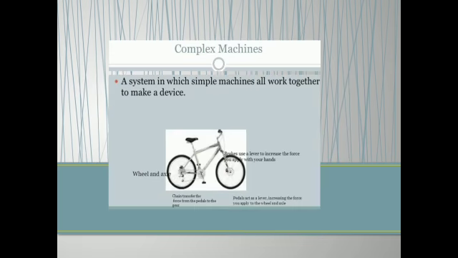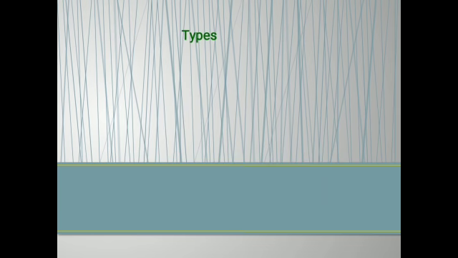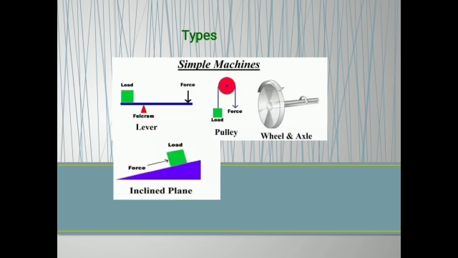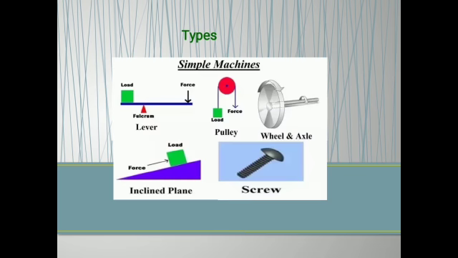A complex machine is a type of machine which is made up of many moving mechanical parts. A complex machine is formed by the combination of many simple machines, or you can say a system in which simple machines all work together to make a device, right? And there are different types of simple machine such as lever, pulley, wheel, inclined plane and screw.